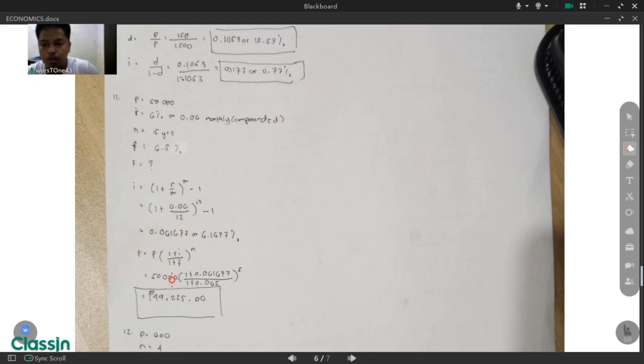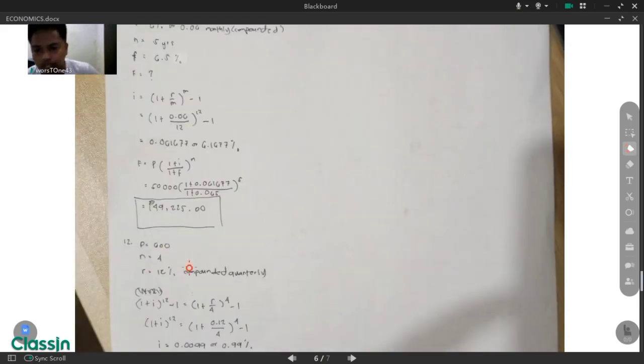Okay, so the formula for getting the future value including the inflation rate is P_F equals P times 1 plus i over 1 plus f, raised to the power of n. We have 50,000 times 1 plus 0.061677 over 1 plus 0.065, the inflation rate, raised to the power of 5. Which yields 49,225.00. So we can say that the purchasing power has been lost since the value decreased.